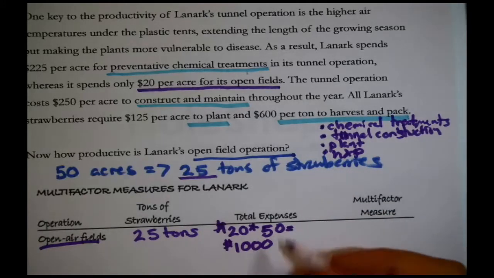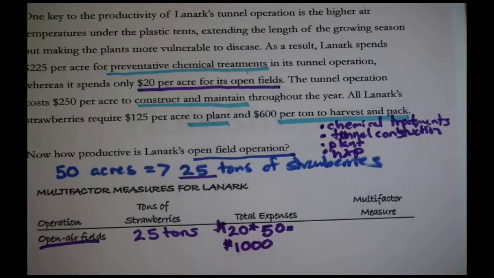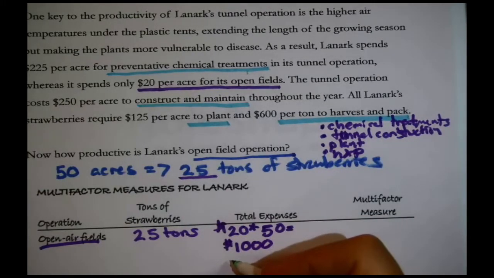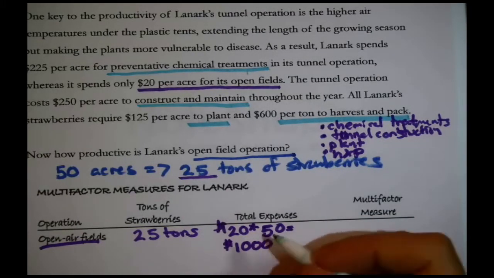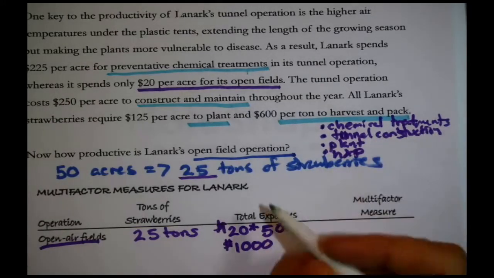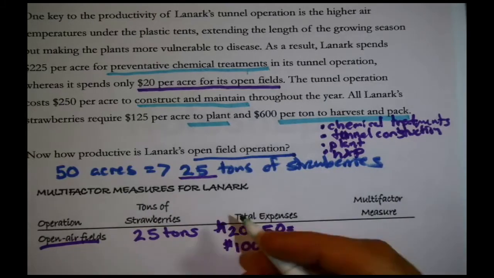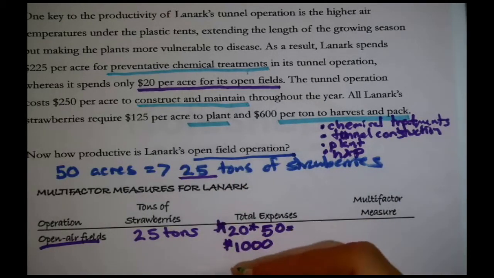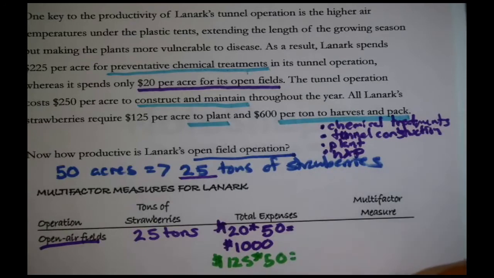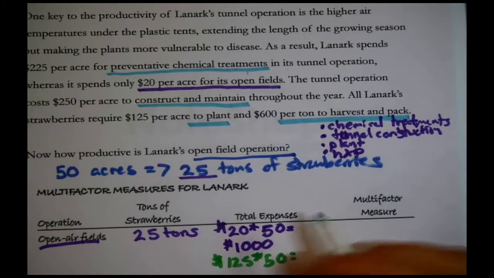Okay, and then what's next? Well, I don't really need to include the tunnel construction and maintenance. I could. It would be 0 times what's 120. There's no tunnel construction and maintenance for the open air fields. There is, however, planting expenses. Let's see, it doesn't matter how they're grown. They cost $125 per acre to plant. So I would want to say 125 times 50 because there's 50 acres.